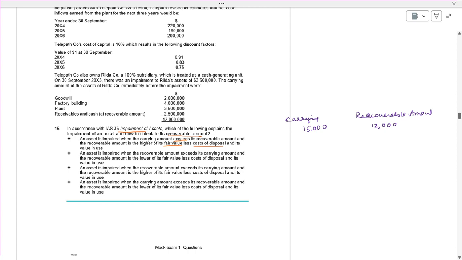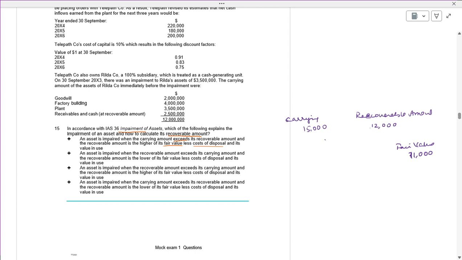And its recoverable amount is the higher one. Is the recoverable fair value how much? Fair value is going to be 11,000. Now, carrying amount is more, recoverable amount is less. Recoverable amount is more than the fair value less cost of disposal. If that is the case, recoverable amount is less.